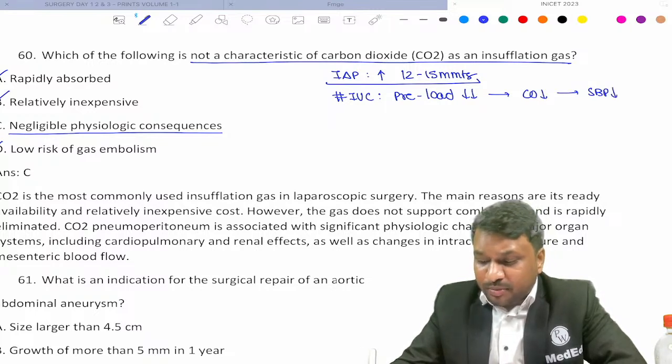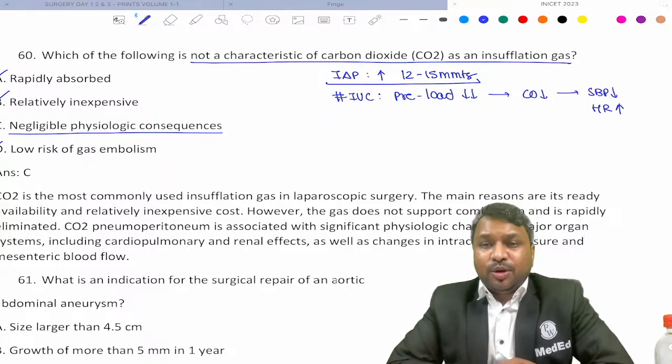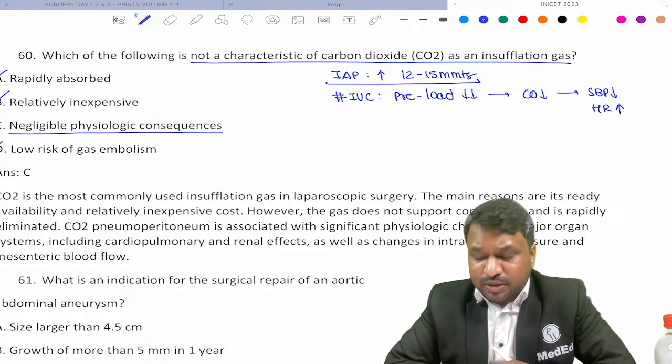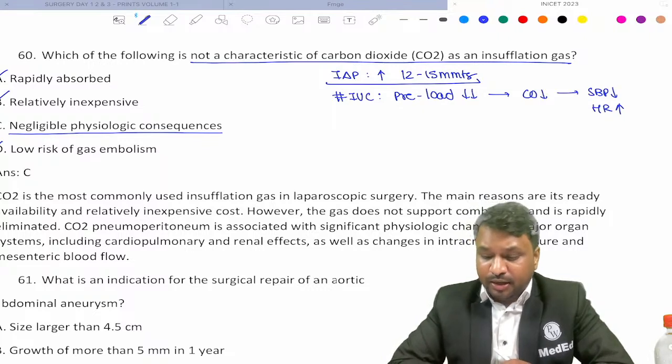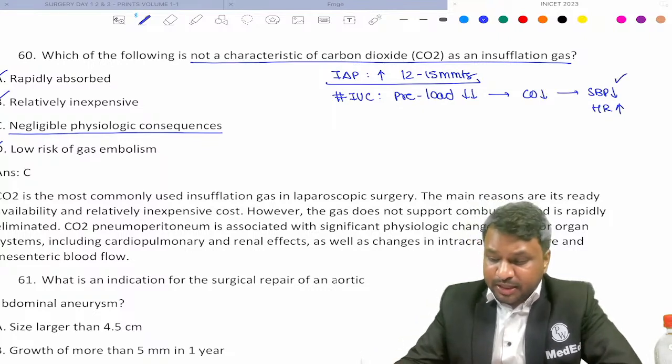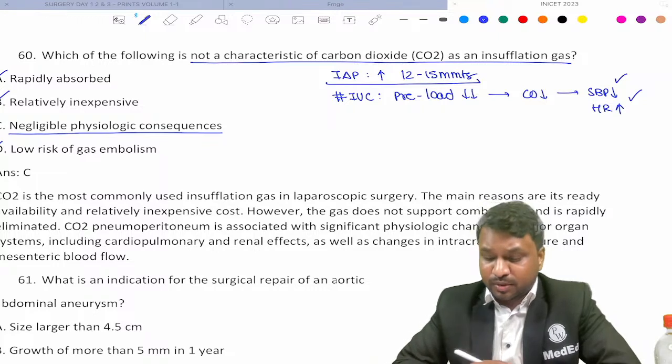And as the systolic blood pressure decreases, to compensate, the baroreceptors are going to get activated, and that is going to cause activation in the system. They will cause increase in heart rate, right? That is the first thing that is going to happen. So there is decrease in systolic blood pressure and increase in heart rate is noticed.